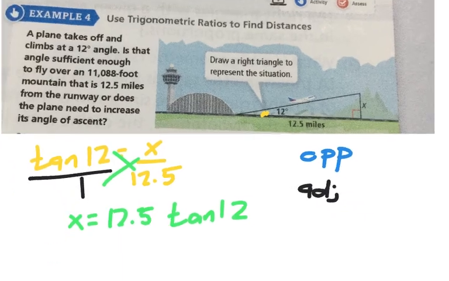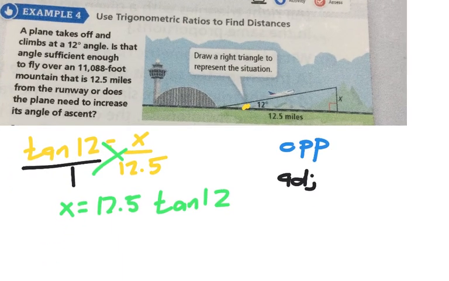And so you're going to have to put this in your calculator. You've got to put in 12.5 times tangent of 12, and make sure your calculator is in degrees. So you can go through the settings and click degrees to make sure you are in degrees. When you do this multiplication, you're going to get about 2.66. And so what does that mean? It means that the height that the plane is going to be is about 2.66, and again, we're talking about miles. So now what I need to know is, is 2.66 miles enough to get over an 11,088-foot mountain?